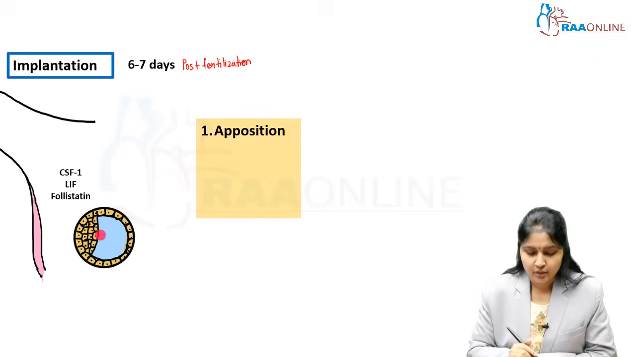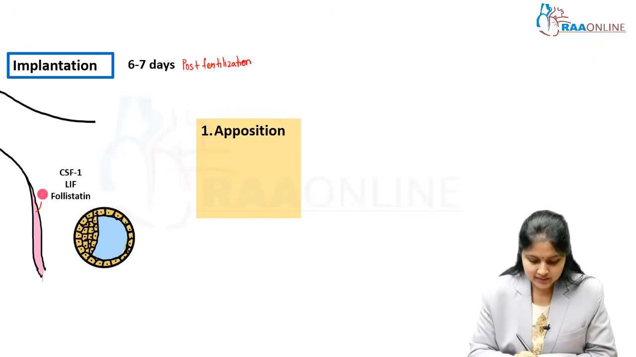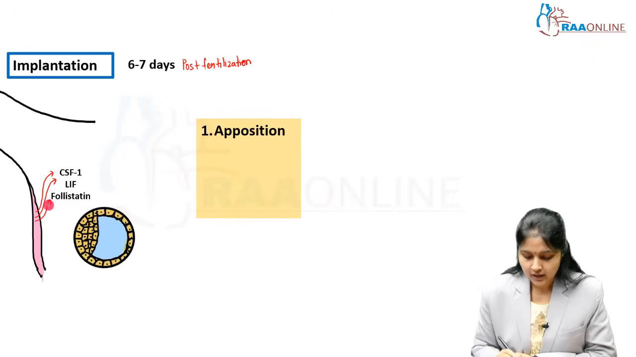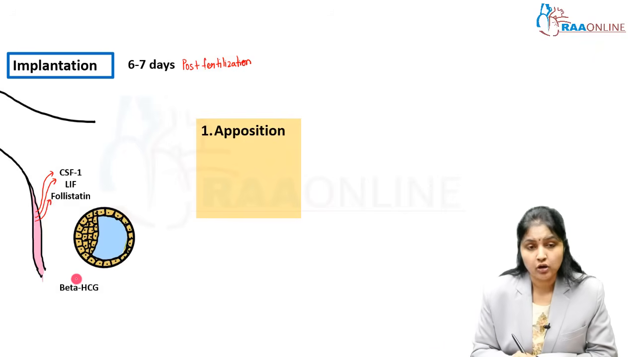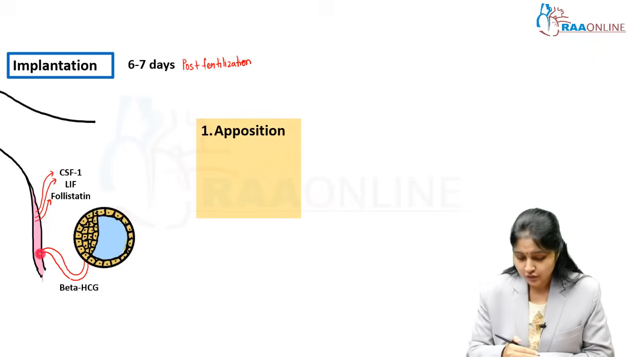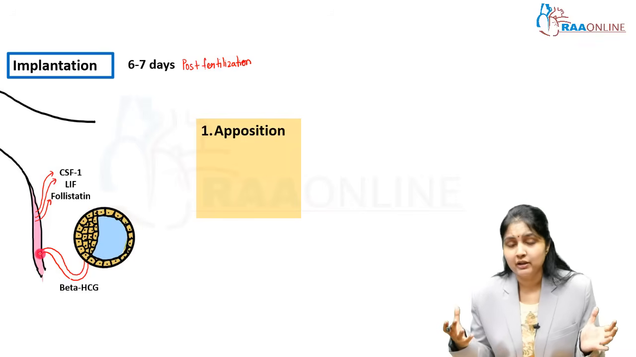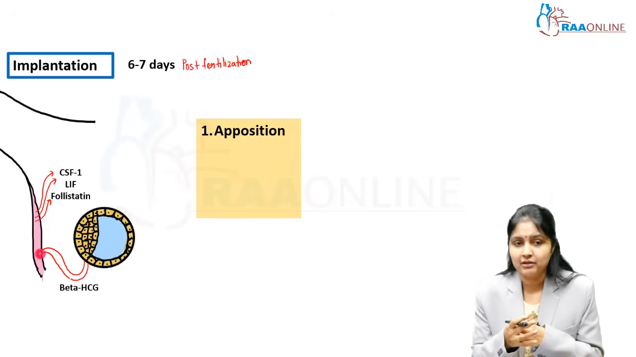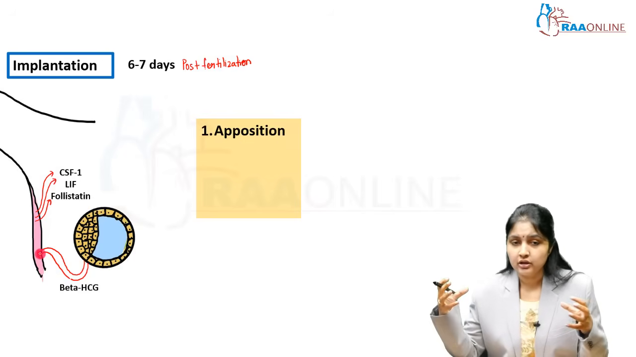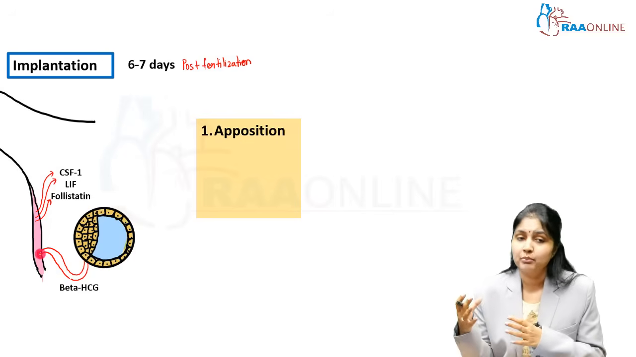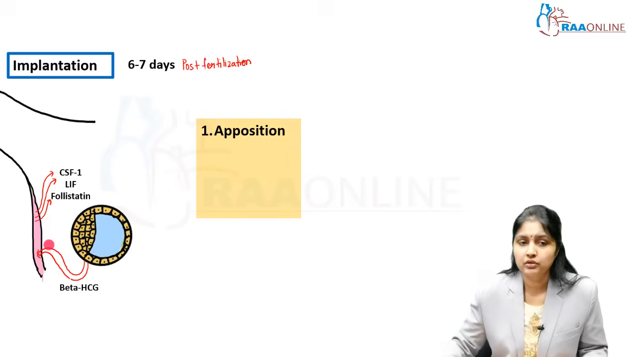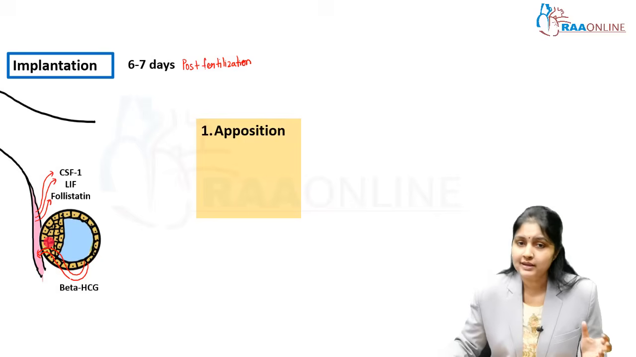Now this is brought about by certain factors released by the endometrium, such as CSF, LIF and follistatin, and also by a factor or hormone produced from the embryo, the trophoblast to be specific, which is the beta HCG. Both of these substances, secreted by the maternal endometrium and by the developing embryo, attract each other like a magnet, which makes the embryo travel in close proximity to the endometrium, which is what we call apposition.